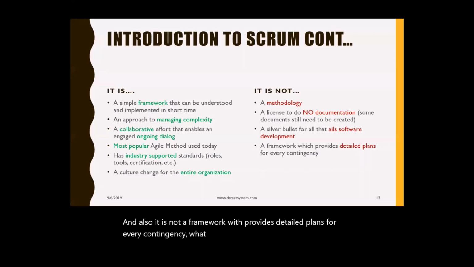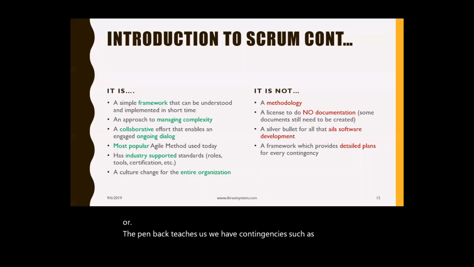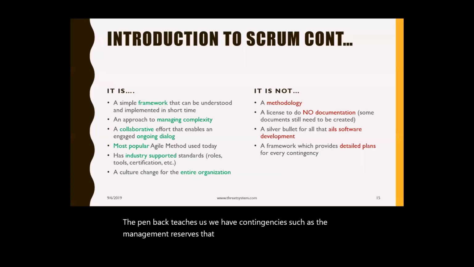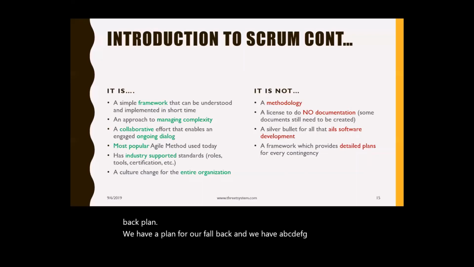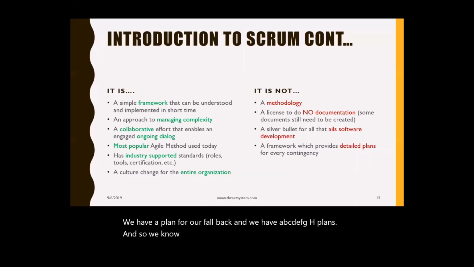Hey, what we know about project management, or the PMBOK, teaches us that we have contingencies such as the management reserve and the contingency reserve. We have a fallback plan. We have a plan for our fallback. I mean, we have A, B, C, D, E, F, G, H plans. And so we know that that does not exist in an agile environment.